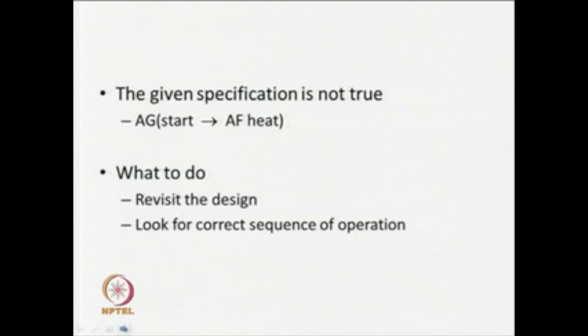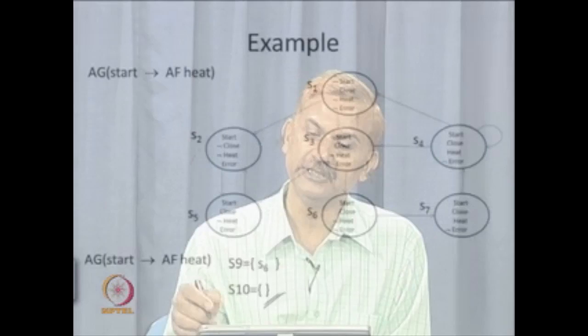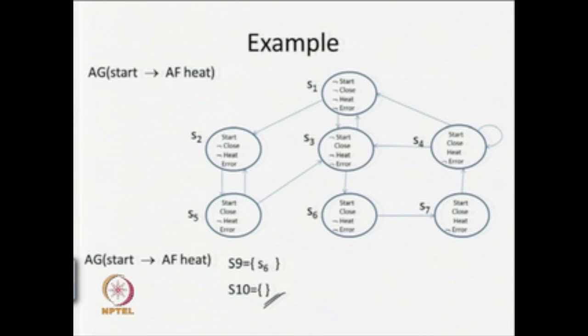So, now what are we going to do? Now, we say that we have come up with a model and we are checking a particular formula, and eventually we find that after going through our model checking algorithm, this formula is not true. Now, in this scenario what do we have to do? We have to revisit our design and try to modify it in such a way that the given property will be true in our model.